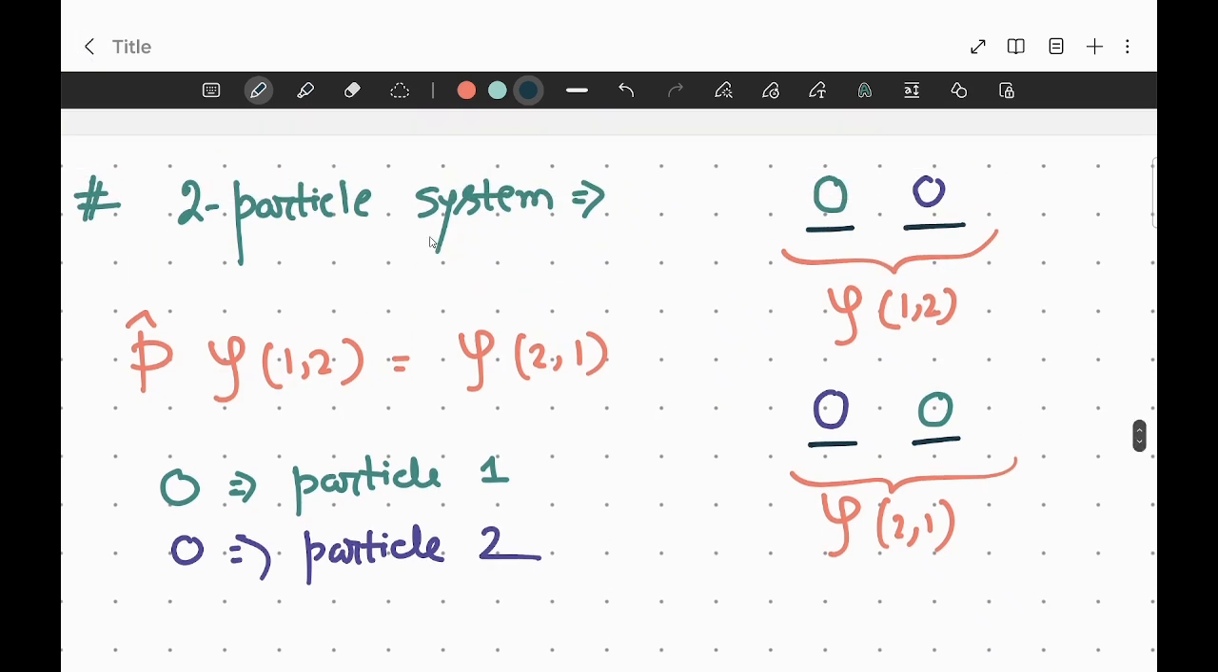So when you are applying this permutation operator, what does it do? It just exchanges the particles, moves particle 2 to 1 and 1 to 2, just shifting the particles. That means permutation. So that's why it's called the permutation operator. It just changes the coordinates of particles 1 and 2.